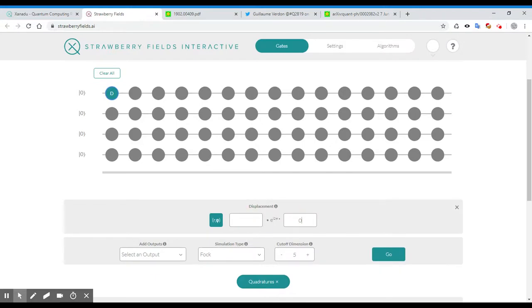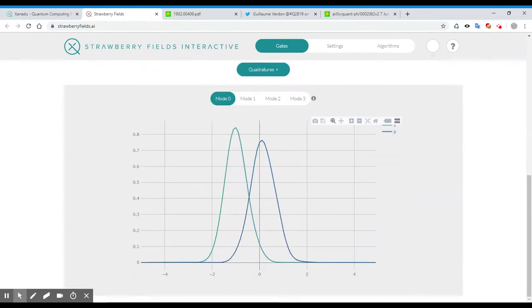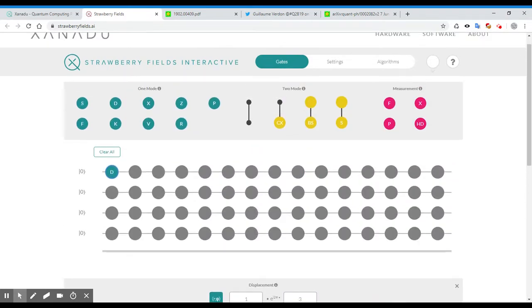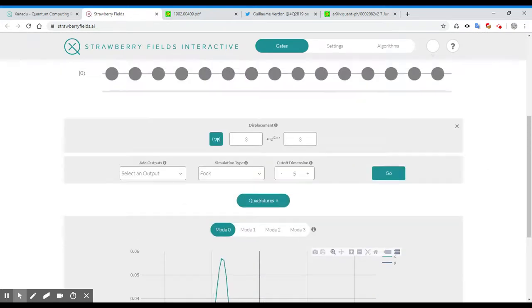What if the 3 is here? And I'll just say go. That's a displacement. It's not. What if I put a 3 3? Huh.